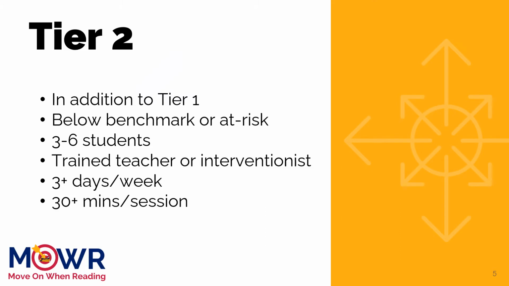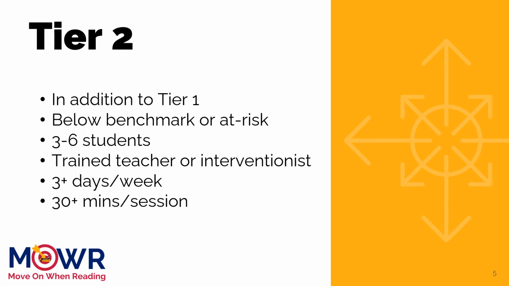Secondary intervention, or Tier 2, is defined as specialized instructional procedures, duration, and frequency delivered in the general education classroom or another setting, and is always in addition to the Tier 1 instructional block to select students determined as below benchmark or at risk for achieving grade-level academic outcomes.